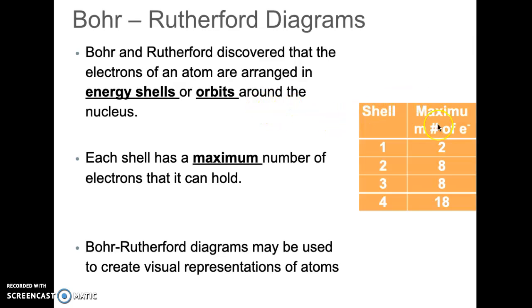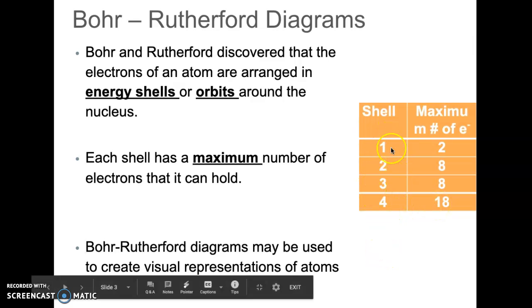This is a very important thing to know. In each shell, there's a maximum number of electrons. E minus is just shorthand for electrons. In the first shell, we can only have up to 2 electrons. Once you get to 3, you need to add another shell. In the second shell, we can have 8. In the third shell, we can have another 8. And in the fourth shell, we can have 18. Yes, we can go higher than that, but for this class, we're just going to worry about the 4 inner shells.